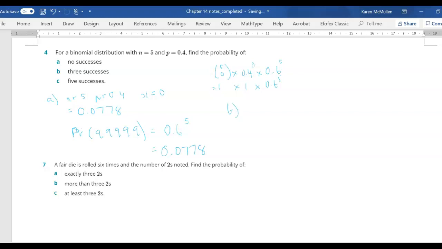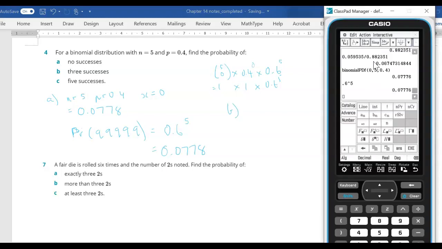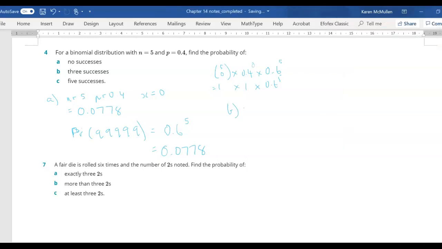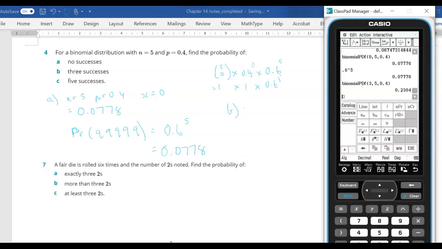All right, question B, let's just quickly do that on the calculator. Now you can just highlight your binomial distribution. Drag it down. I'm just going to change that 0 to a 3. Just saves us a bit of time. The answer is 0.2304.